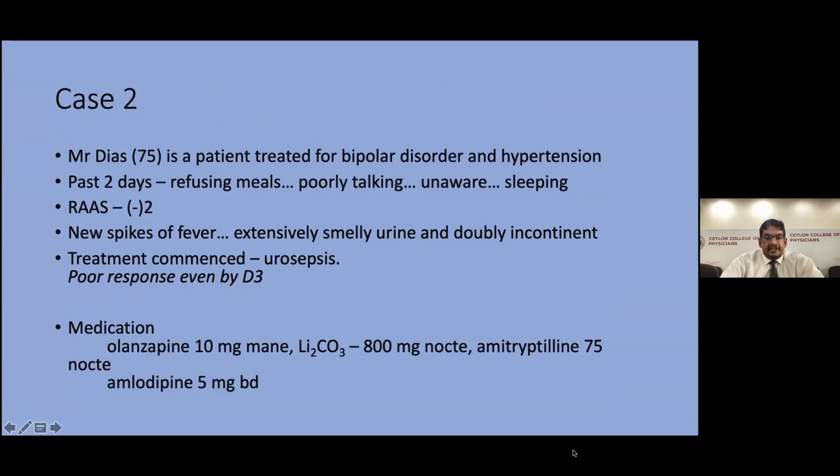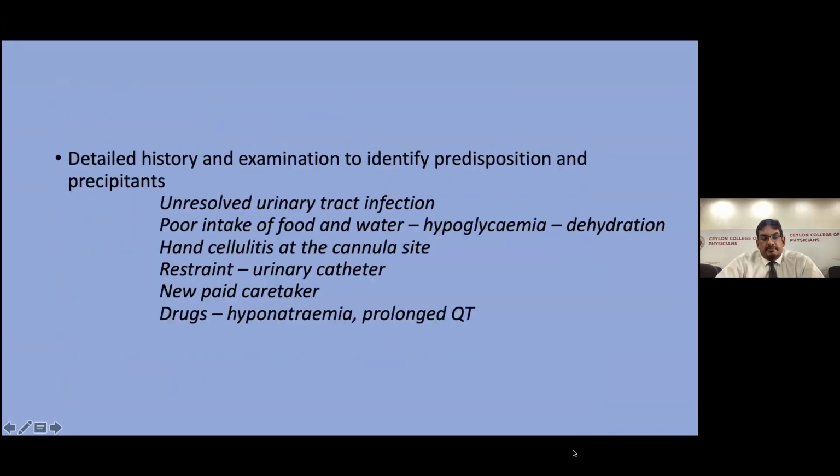There are fever spikes, and the ward staff notes that the patient is having smelly urine and is doubly incontinent, of stools and urine. The patient is commenced on treatment for urosepsis with intravenous antibiotics, but despite optimal treatment, there is poor response by the 3rd day. So you look at the medication and you see that the patient is on olanzapine, lithium, amitriptyline, and also amlodipine.